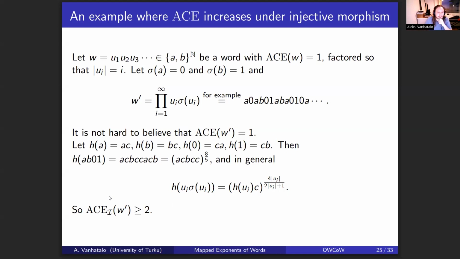So we can, at least in this example, make the A's value larger with an injective morphism. And even this is somewhat difficult to see, because on binary words it's very difficult to increase it. If you take your favorite binary word, I would guarantee that it's very difficult, if not impossible, to increase the A's value with an injective morphism.